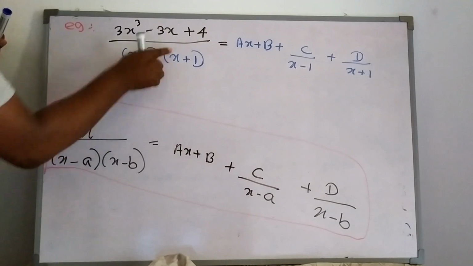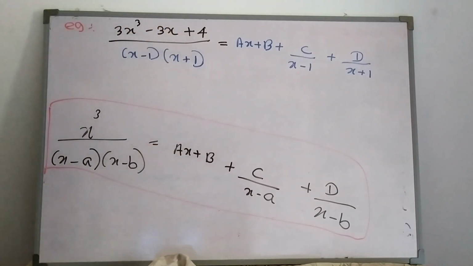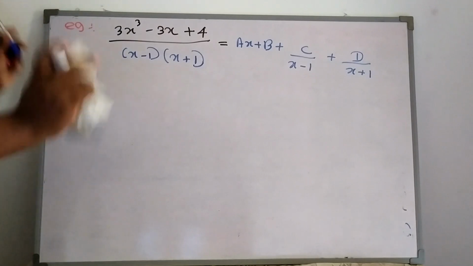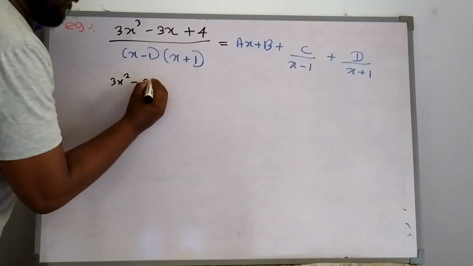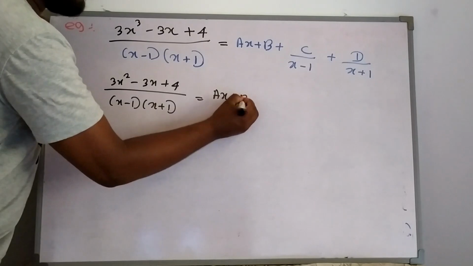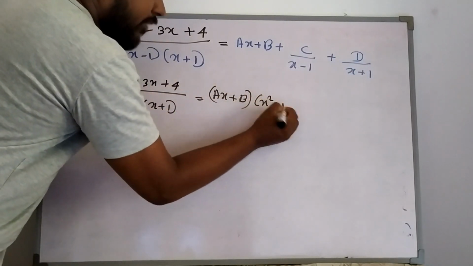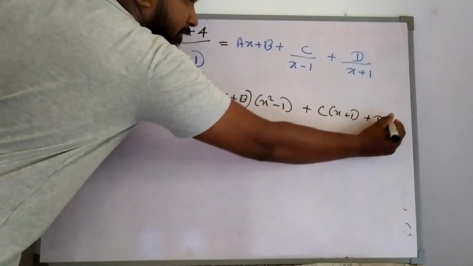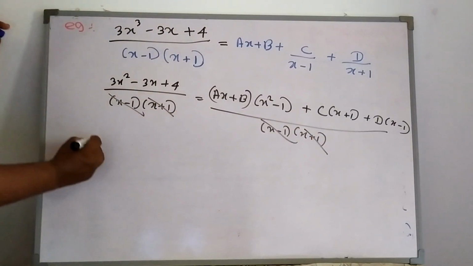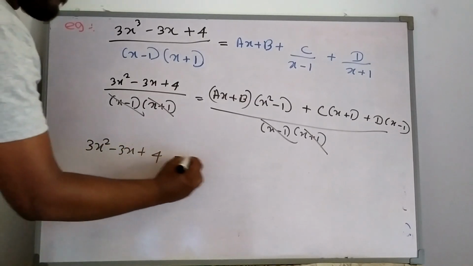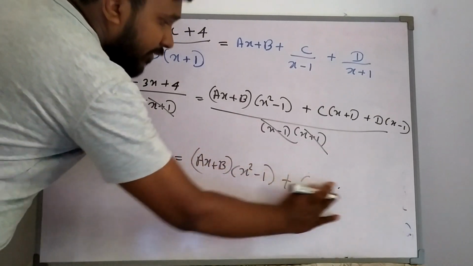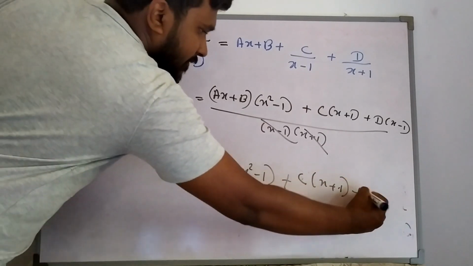Now you can see the theorem and the example. I'm going to multiply both sides by x squared minus 1. Then we have (ax plus b) times (x squared minus 1), plus c times (x plus 1), plus d times (x minus 1). The denominator x minus 1 and x plus 1 get cancelled, and you will have 3x plus 4 equal to (ax plus b)(x squared minus 1) plus c(x plus 1) plus d(x minus 1).